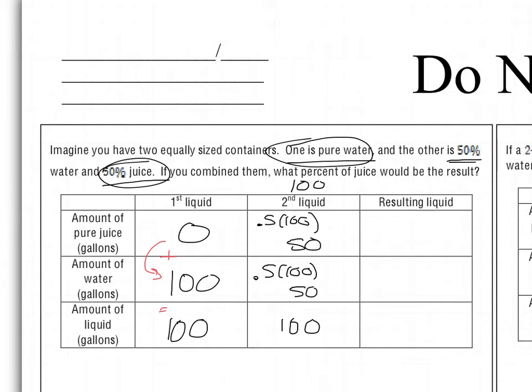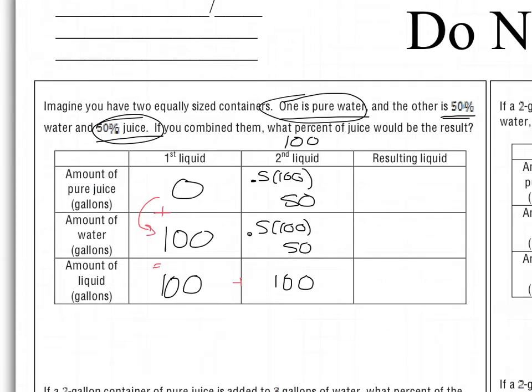So when we're looking at our total amounts of liquid in our resulting liquid, we're going to be adding across here, and we'll get 200 gallons in total. And 100 plus 50 of that is water, so 150 gallons of water, and 0 plus 50 of that is the pure juice, so 50 gallons of juice.